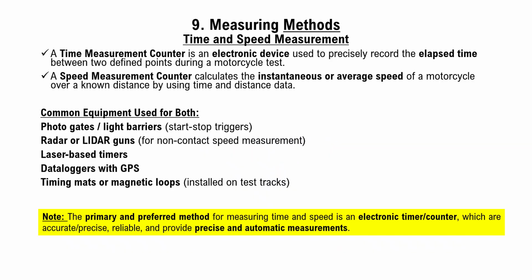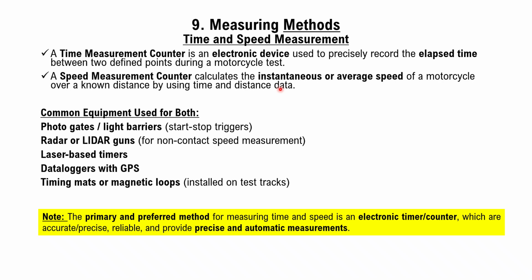A little bit of additional explanation regarding measurement methods. Time and speed measurements. A time measurement counter is an electronic counter used to precisely record the elapsed time between two defined points during a motorcycle test. A speed measuring counter calculates instantaneous or average speed of a motorcycle over a known distance by using time and distance data.